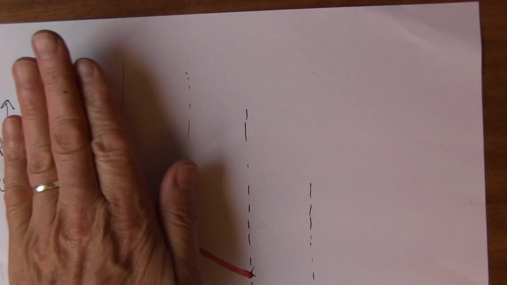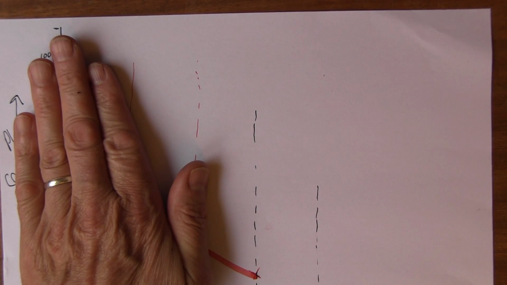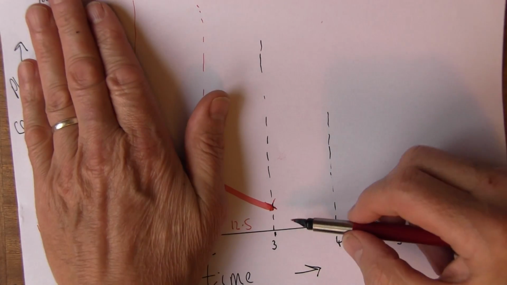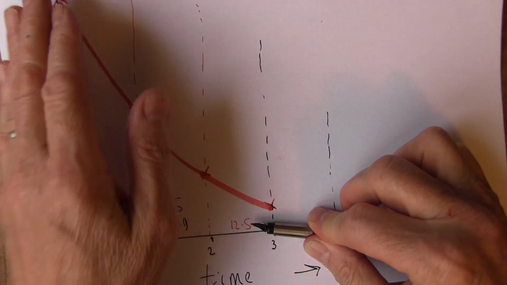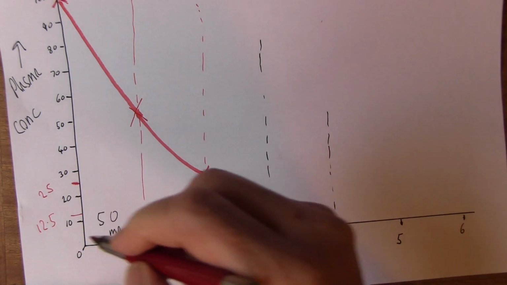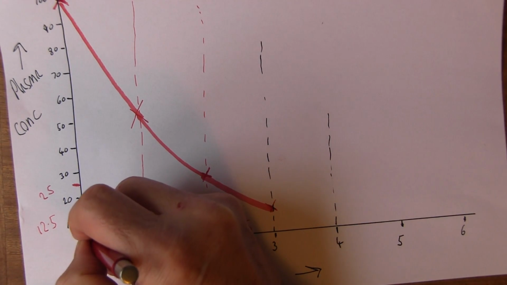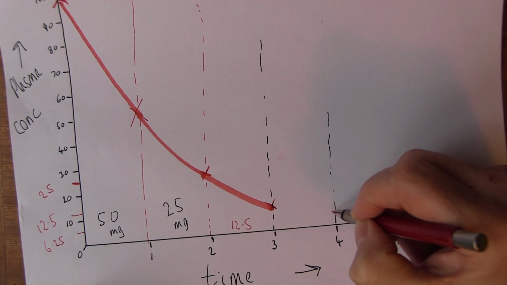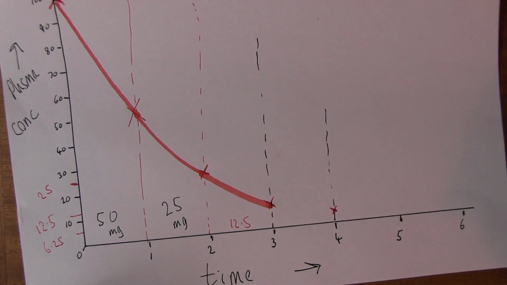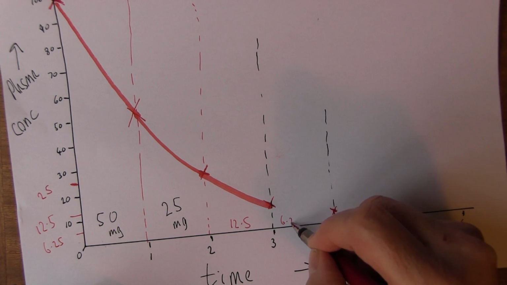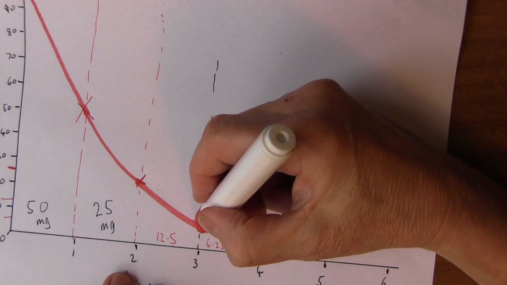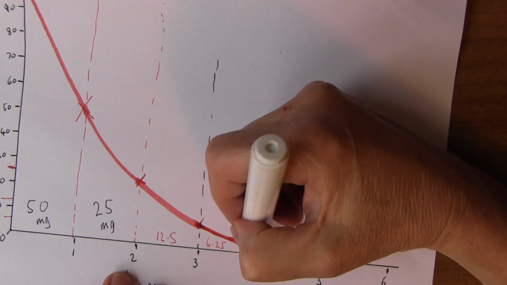Now can you see it's as if we've just given 12.5 milligrams of drug. So in the next half-life period, we're going to eliminate half of 12.5, which is 6.25. Yeah, 6.25. That's going to go down to 6.25. So it's still one half-life period, but now we've only eliminated 6.25.